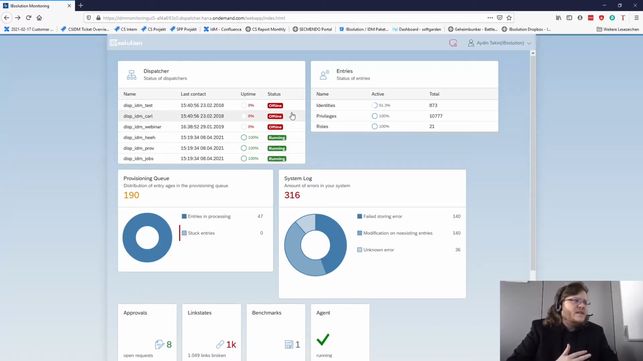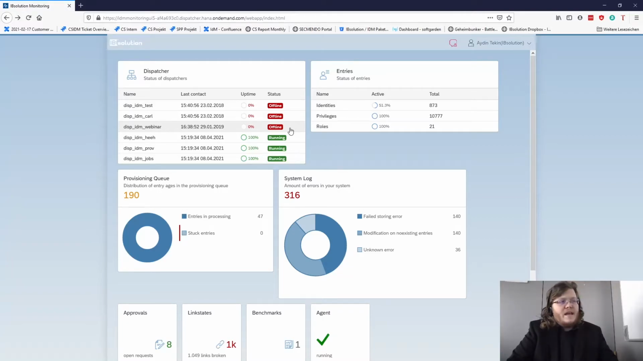But actually that isn't much of a problem, because I know that those 3 dispatchers are not usually used. They are only for very rare occasions like special webinars or use case studies. And thus, there's no big problem here if those 3 dispatchers are not running.